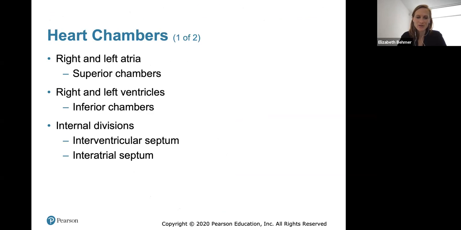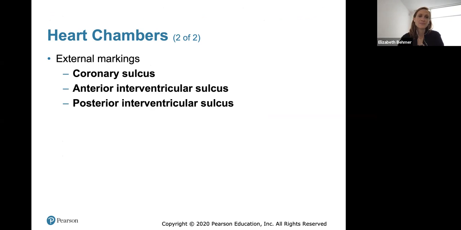So here are the heart chambers. Again, we have the atria, the superior chambers, right and left, and they're named right and left for how they would sit in a patient's body. The right and left ventricles are the inferior chambers, and then you have internal divisions, which are like walls between the chambers. The interventricular septum is the wall between ventricles, and the interatrial septum is the wall between atria. The heart has external markings: the coronary sulcus, the anterior interventricular sulcus, and the posterior interventricular sulcus. And these sulci are kind of grooves within the heart between those chambers.